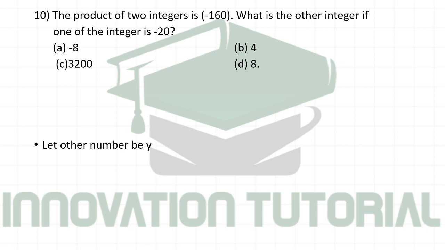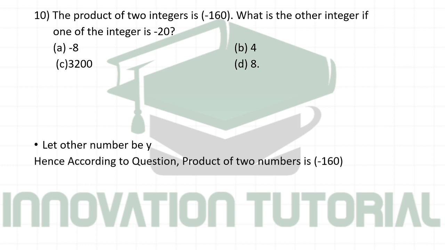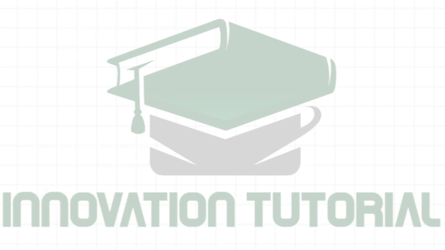So let us find out how. Let the number be y. The number we need to find, let that be y. So according to the question, the product of two numbers is minus 160. So that means y multiplied by minus 20 is equal to minus 160. So minus 20 is multiplying on the left hand side of the equation. When it goes to the right hand side, it becomes divide. So y is equal to minus 160 divided by minus 20. Minus and minus get cancelled. 0 and 0 are cancelled, and by cutting we get y equal to 8. So the correct answer is option D, that is 8.